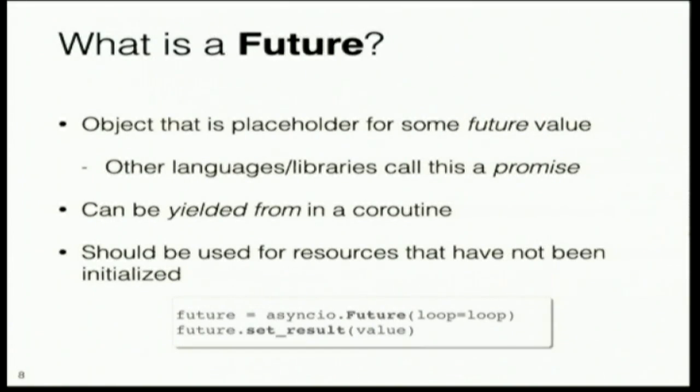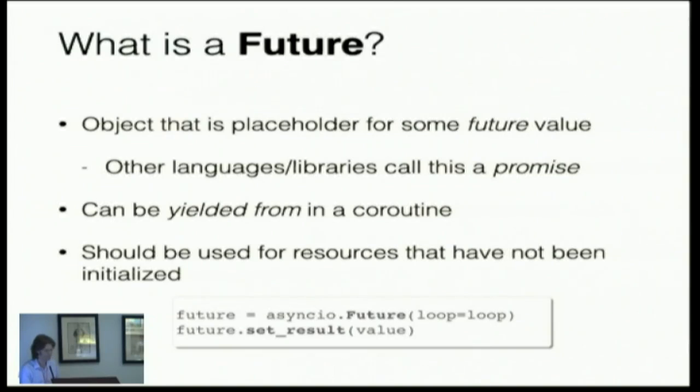Okay, futures. They're sometimes called promises in other languages or libraries, and this just allows you to set something in the future, set this to be some result. It behaves as a coroutine, so you can yield from it, and it should be used for resources that have not been initialized. So if you have to create a database connection or something, it could just return a future that represents this database connection your code can run. And when it needs the database, you yield from that connection, and then poof, it's there when it's there.